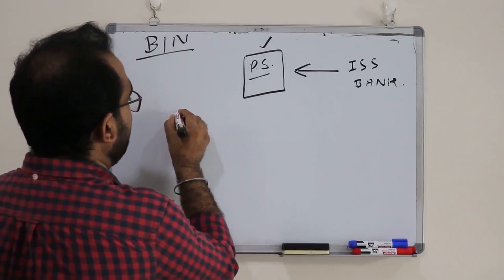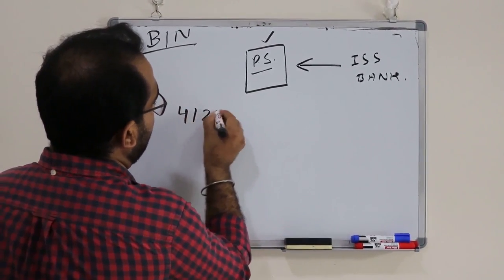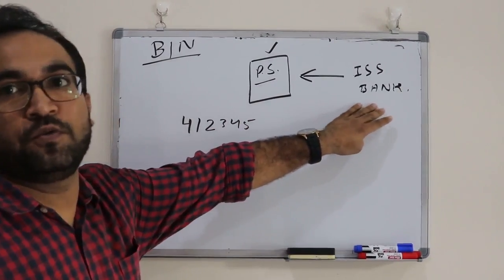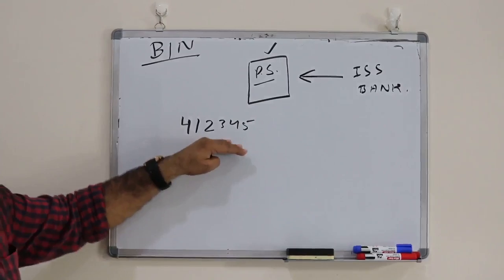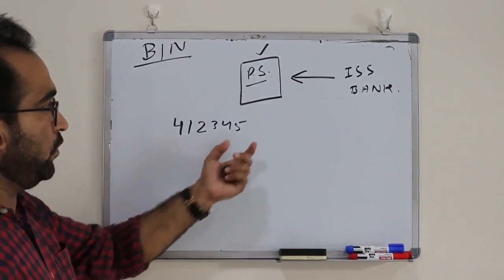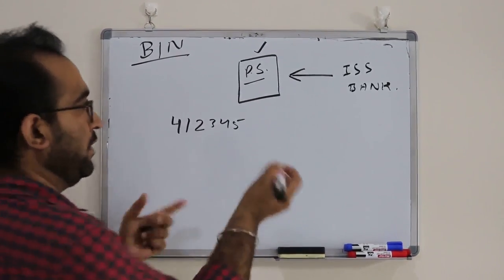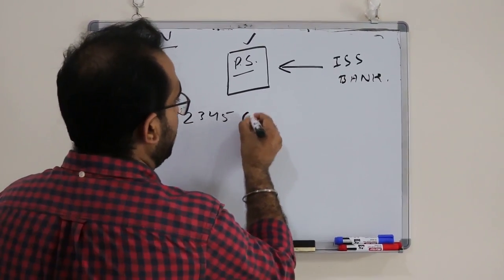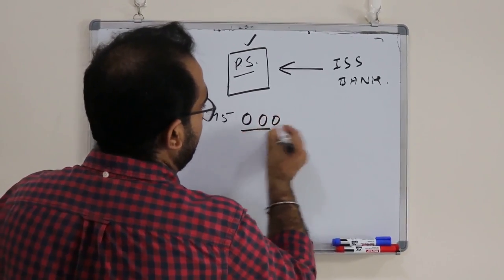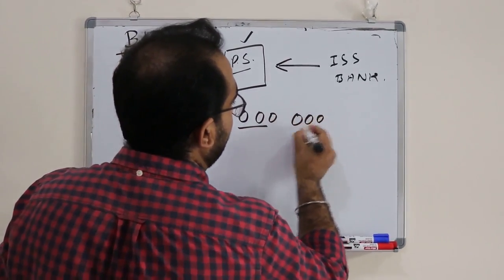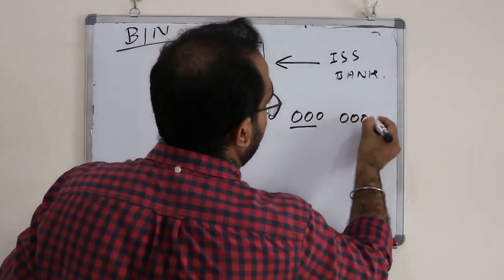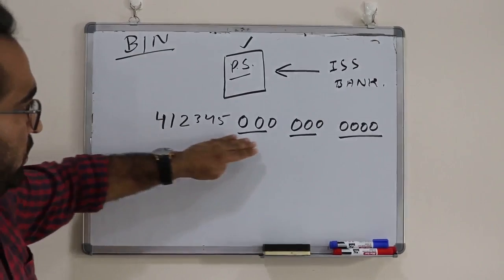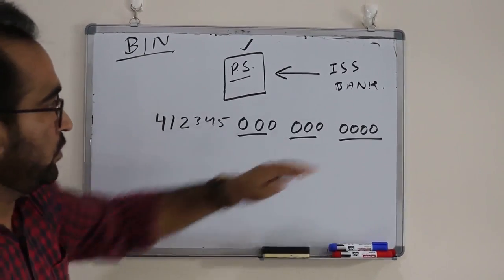So when I'm saying the BIN is 4 1 2 3 4 5, whichever card this bank is going to issue should start with this BIN. If we want to see the range, then what will be the range? Let's suppose the full range of this BIN, if this bank is going to use it, then you have to add 10 more zeros here. Right? So now this becomes 16 digits. 4, 1, 2, 3, 4, 5, all zeros.